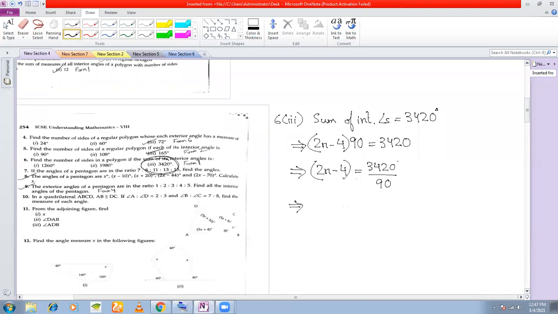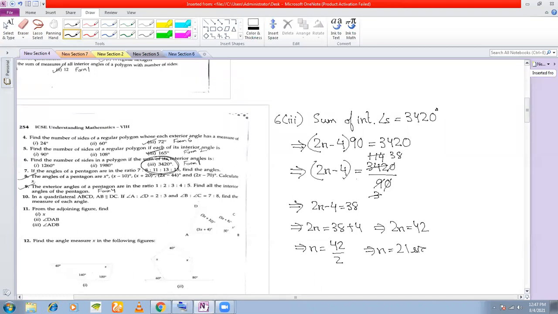So you divide both sides by 90. This 0 cancels. Now will 342 cancel with 9? If not, then it will cancel with 3 at least. Let's cancel 3. 3 1, 3 1, 3 4. Next 3 3 and 3 8. 38 times it cancels. So I get 2n minus 4 is equal to 38. That means 2n is equal to 38 plus 4, so 2n is equal to 42. That means n is equal to 42 by 2, so n is equal to 21.